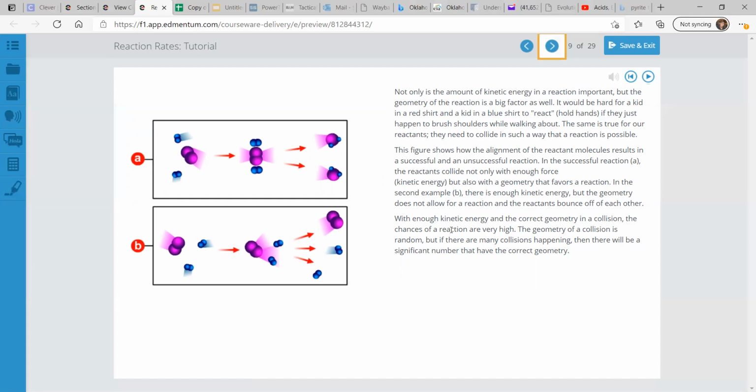So the figure to the left shows how the alignment of the reactant molecules results in a successful and an unsuccessful reaction. In A, we have a successful reaction. In B, not so much. They just kind of collide, but they don't react. With enough kinetic energy and the correct geometry, the correct alignment, that provides the best case for a reaction to take place.